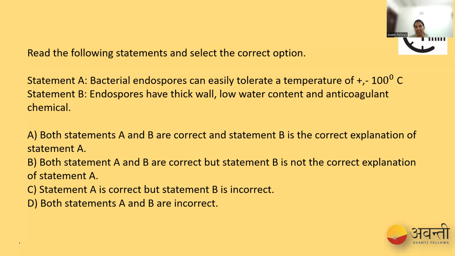So you are given two statements, statement A and B, and you have to find out whether statements A and B are correct, and whether statement B is the correct explanation of statement A. So look at statement A, which says that the bacterial endospore can easily tolerate a temperature of plus minus 100 degrees Celsius. And statement B says that endospores have thick wall, low water content and anticoagulant chemicals. Statement A and statement B both are true. Now we have to find out whether statement B is the correct explanation of statement A or not.